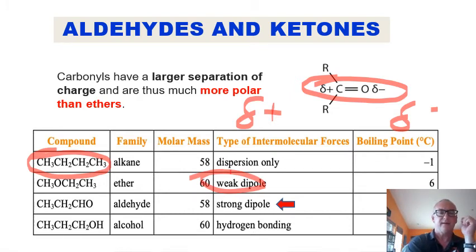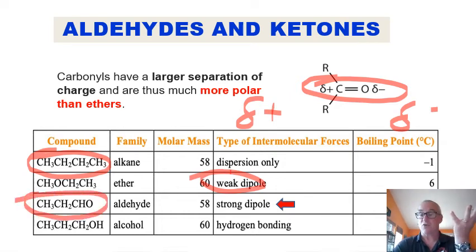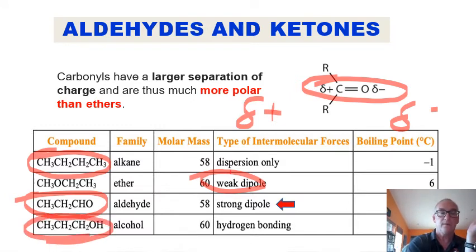When you add an aldehyde group, now we have a strong dipole on the end of that molecule. The boiling point goes up even more. And then when you have an alcohol, where you have oxygen covalently linked to a hydrogen, now you have hydrogen bonding, and the boiling point goes up even further.